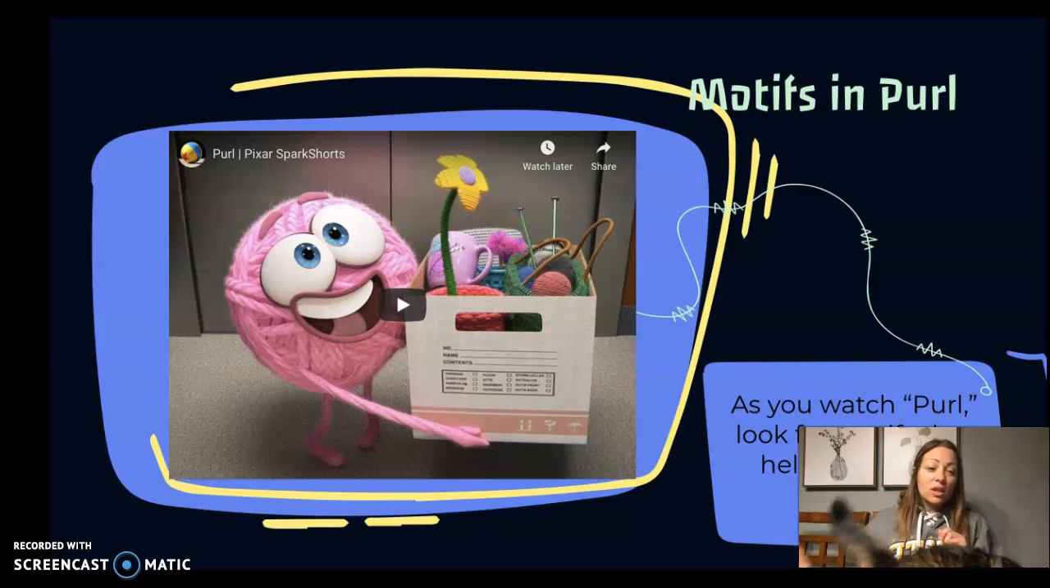So when you're thinking about motifs, look for things that are repeated over and over and over again. Usually those things are good things to look at when you're trying to figure out the theme, which is what you guys are going to have to do for this assignment for your final.